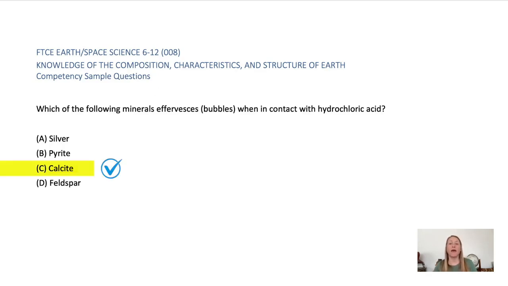Calcite reacts with hydrochloric acid, causing it to bubble. This is a key characteristic used in mineral identification.